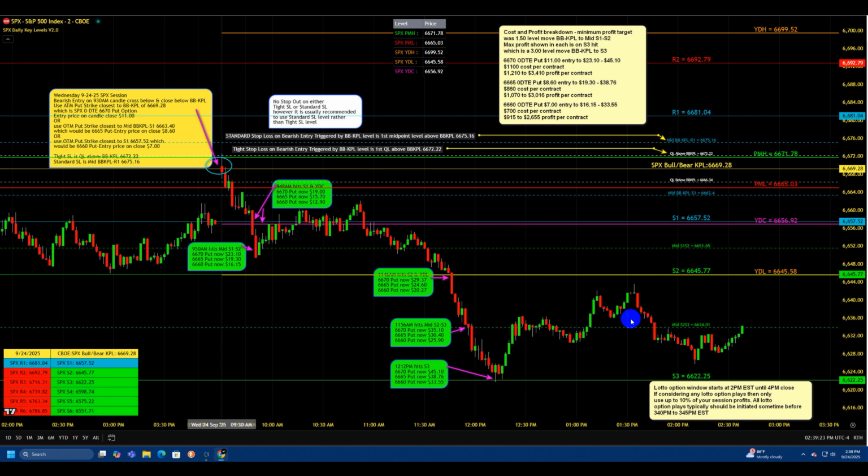Okay, so another part of the strategy with this indicator and this 0DTE strategy in general is that you have a lotto option window every day that starts at 2 p.m. and lasts until the 4 p.m. These are EST New York times. Lasting from 2 p.m. to 4 p.m. close.